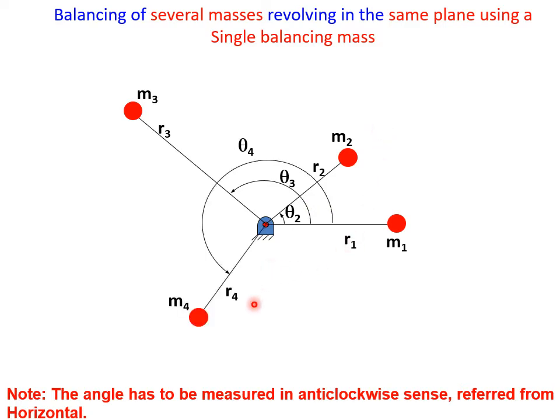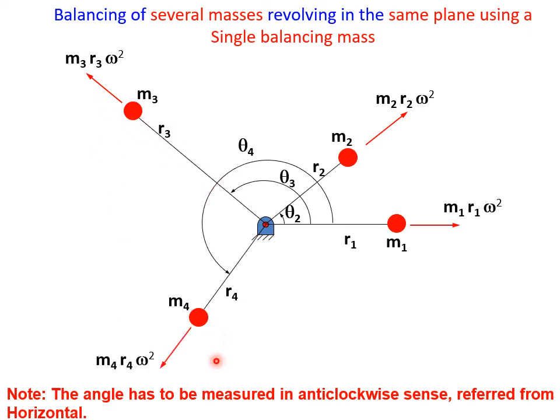m4 is another mass at radius r4 and at an angle of theta 4 from horizontal, measured in the anti-clockwise sense. Then mass m1 will produce m1 r1 omega square in the horizontal direction. m2 r2 omega square is the force produced by mass m2 at an angle of theta 2. m3 will produce a force of m3 r3 omega square along its angle, and m4 will produce m4 r4 omega square along the theta 4 angle.